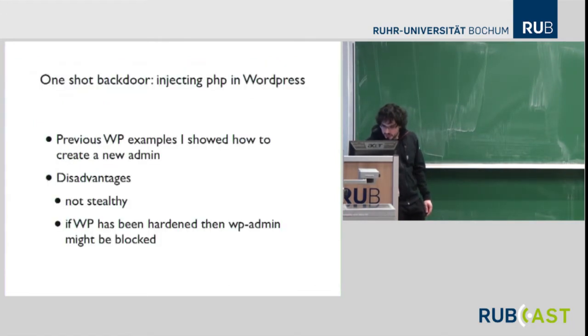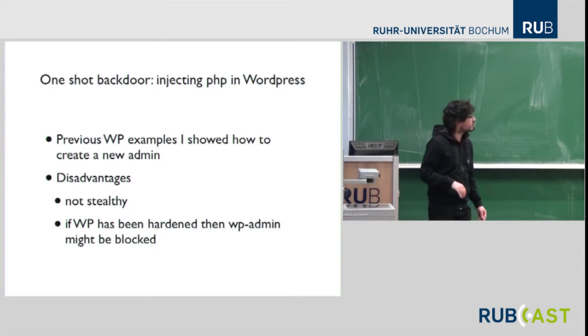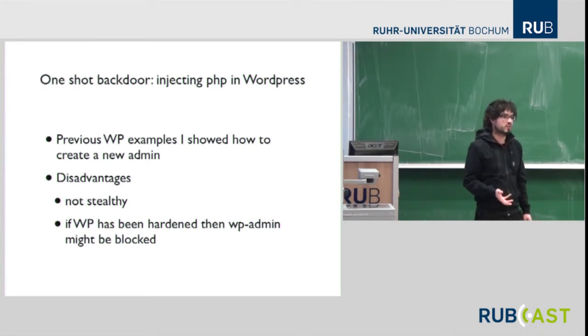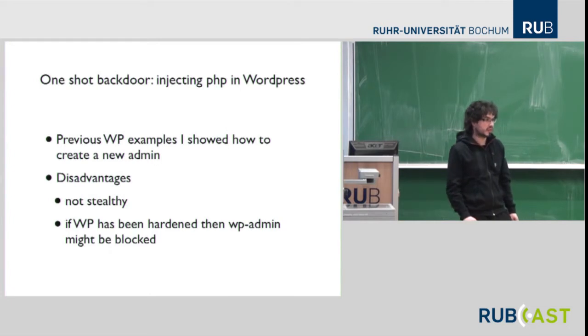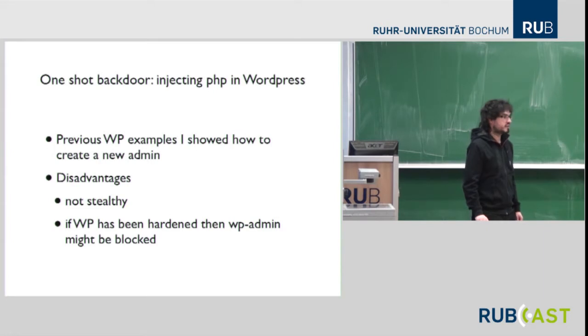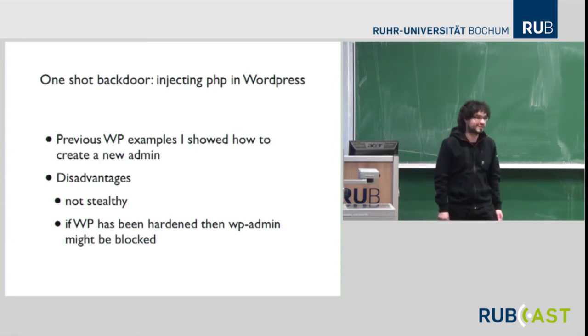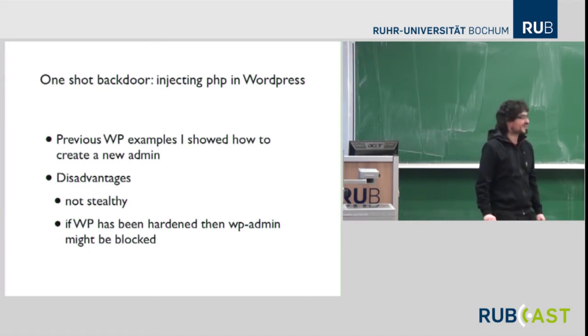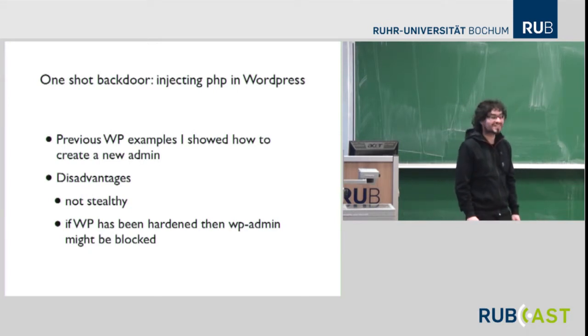One more, the one-shot backdoor. What I showed before with WordPress was mostly how to add an administrator, but you can do a lot more than that. And if you add an administrator, that's not exactly stealthy. The administrator might look at the list of users and notice, hey, there's another admin. I should be the only one. So he or she might get jealous.